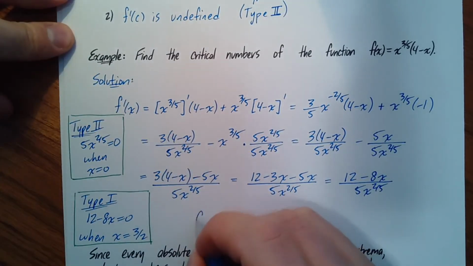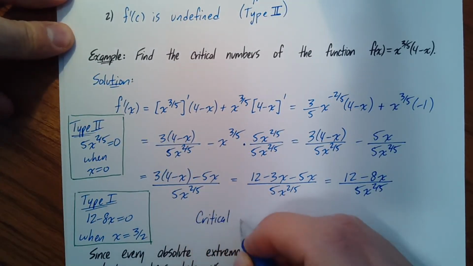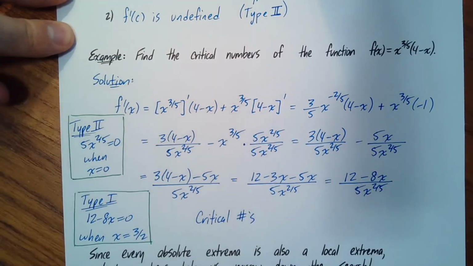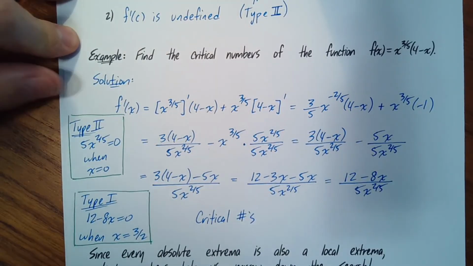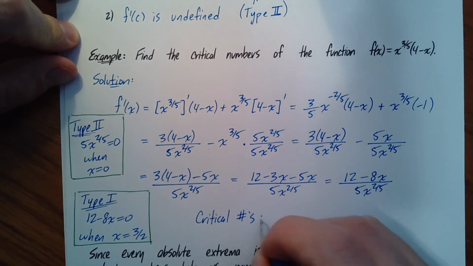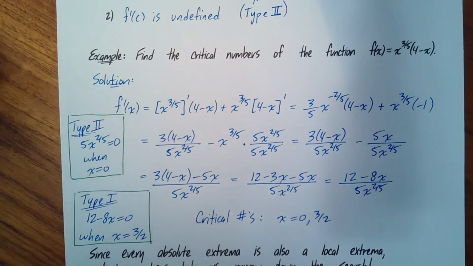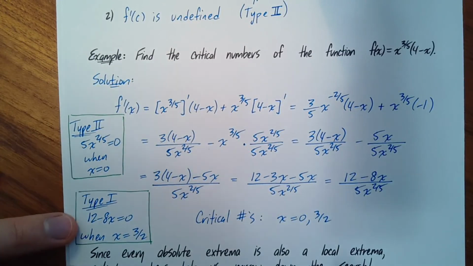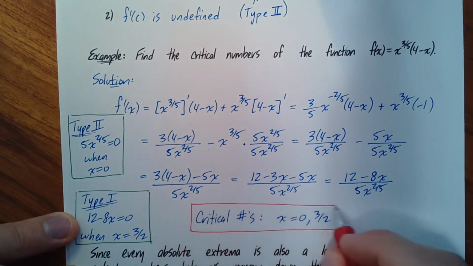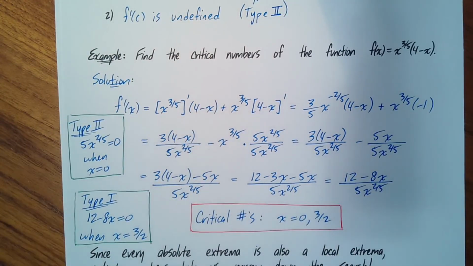So let's put our final answer like this. Our critical numbers, I'll just abbreviate number with a pound sign. We want x equals 0 and 3/2. Okay, so that is how you can find the critical numbers of a function. Now this example doesn't show you what you're going to do with those critical numbers, and that's coming up next. But for now, this just shows you how to find the critical numbers.